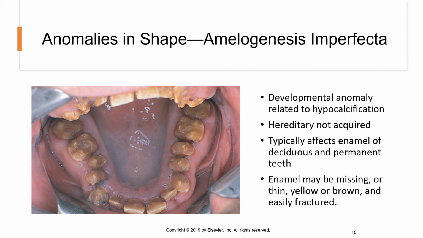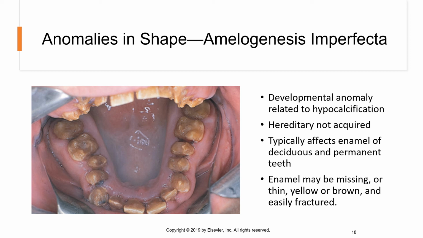Ameloblasts, or amelocytes, are the enamel forming cells. So when you see amelogenesis imperfecta, that means that there was something wrong with the cells that were creating the enamel. So it's a developmental anomaly related to hypocalcification because the enamel isn't forming. It is hereditary, not acquired. Typically affects enamel of deciduous and permanent teeth. Enamel may be missing, thin, yellow or brown, and easily fractured.